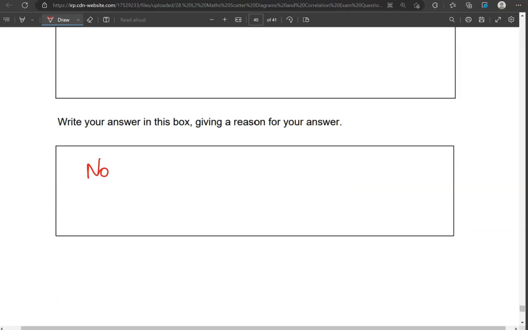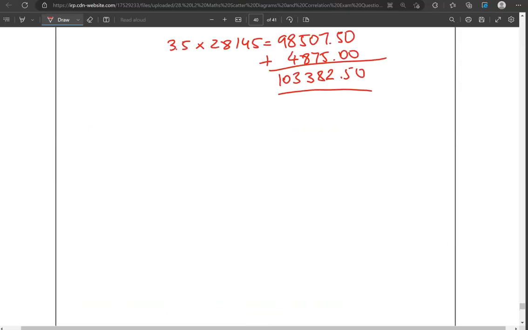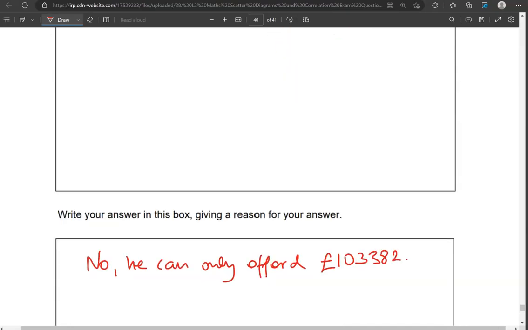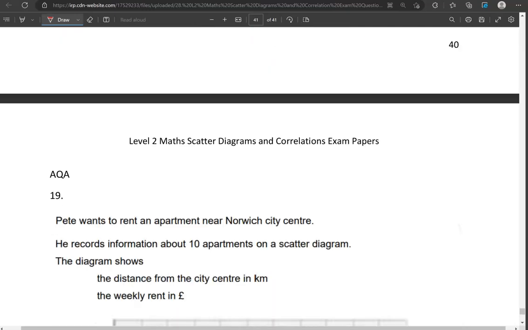Give a reason for your answer, so he can only afford 103,382 pounds and 50 pence. Or no, he can afford only this amount. That makes more sense.